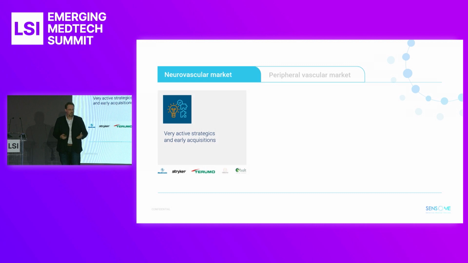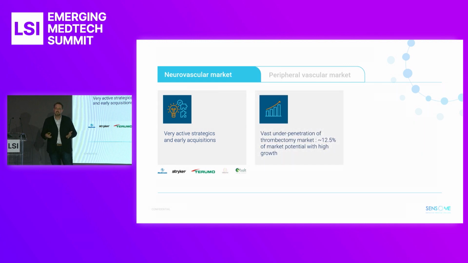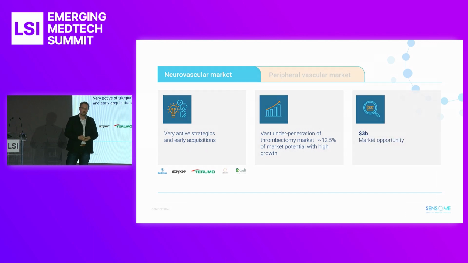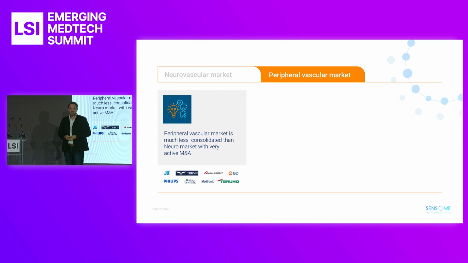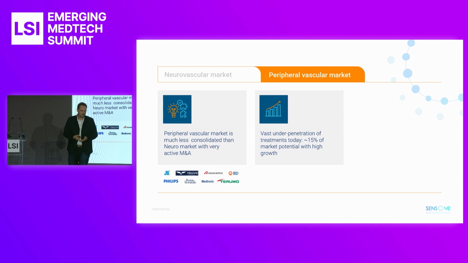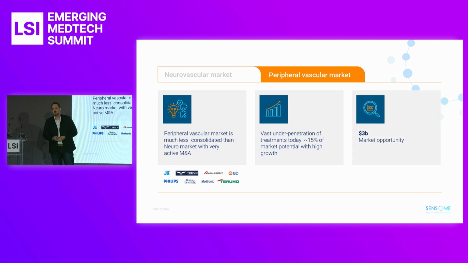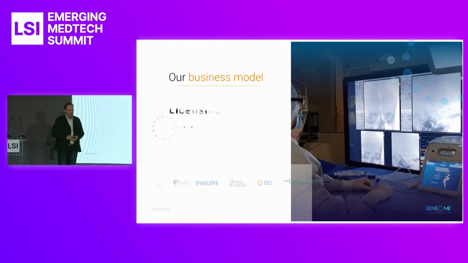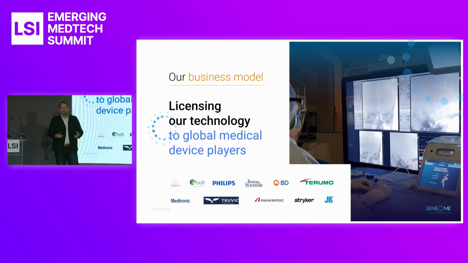Now, with this, we can attack very attractive markets. As we've just heard, neurovascular market, many active strategics, early acquisitions in a market that is chronically undertreated. So a huge potential for growth, presenting for Sensome an opportunity of $3 billion. The peripheral vascular market, similar situation, even younger, less consolidated. Again, we are treating just a tiny fraction of the patients that should be treated, with an equally large market opportunity for Sensome.